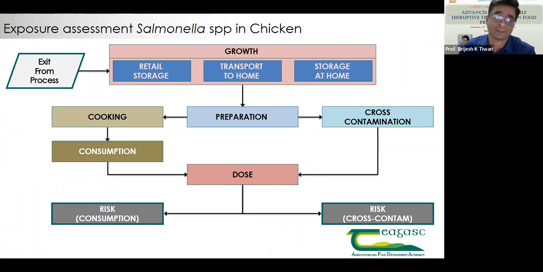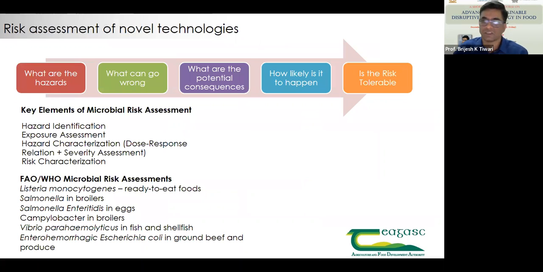The majority of risk assessments for specific bacteria or microorganisms, like E. coli in fruit juices, Salmonella or Campylobacter in chicken, are being carried out, but not with reference to novel technologies, rather with reference to handling, consumption, processing and storage. A similar approach has to be carried out when it comes to novel technologies. So over here, what are the hazards? What can go wrong? What are the potential consequences? How likely is it to happen?